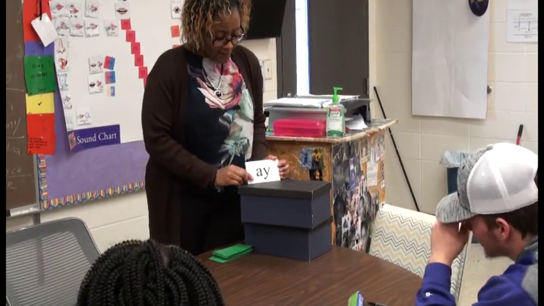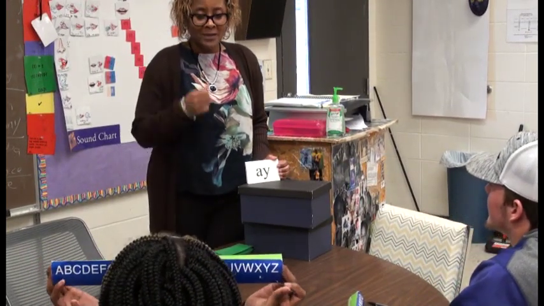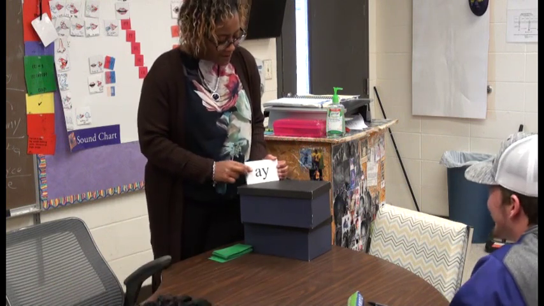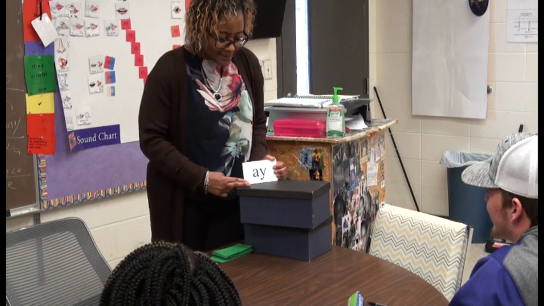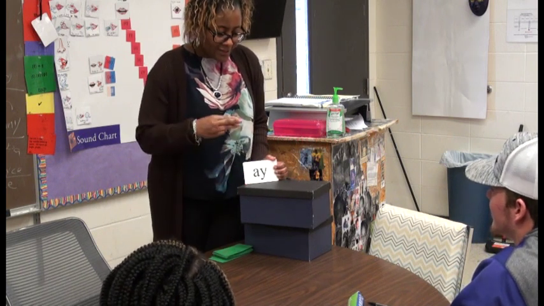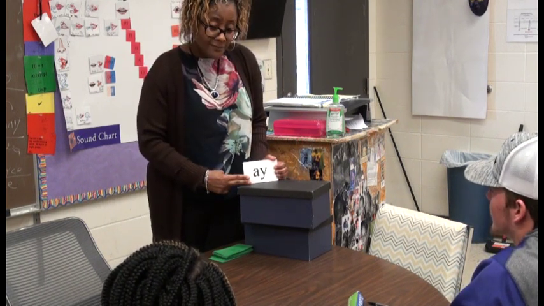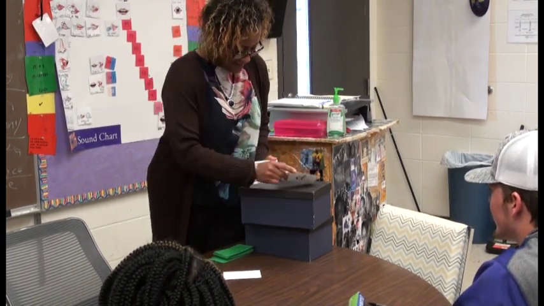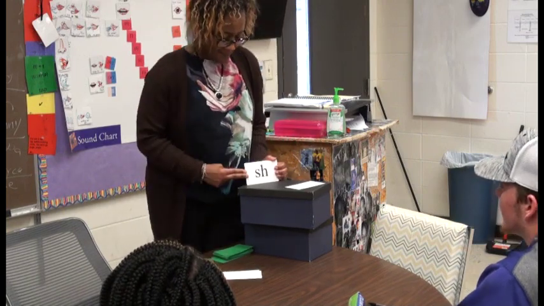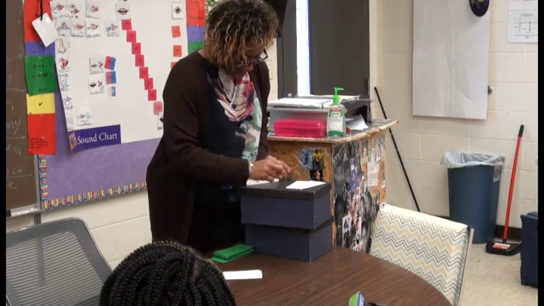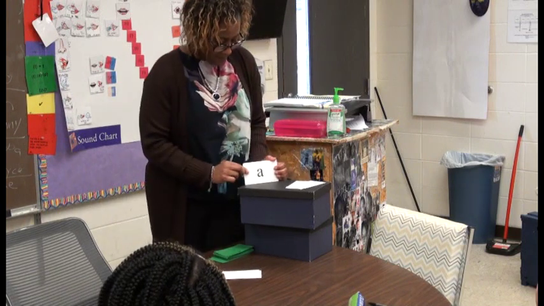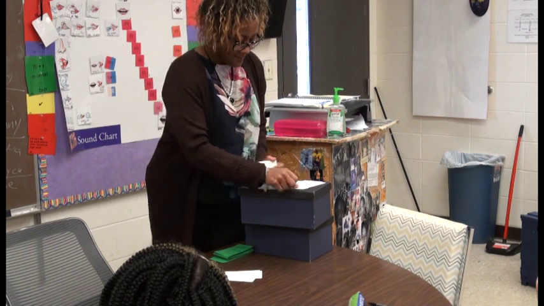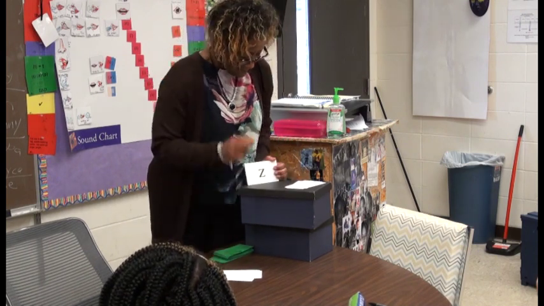Guys, let's grab these. Here we go. Combination. Digraph AI. Digraph AY. Remember my signs? This is digraph. This is combination. This is trigraph. So it's digraph AY. D. B. Digraph SH. W. A. R. Combination ER. H. Z.